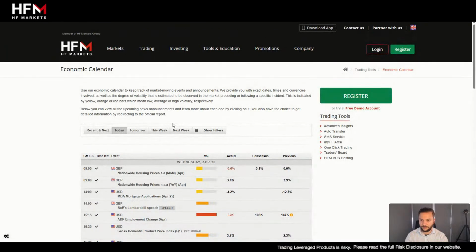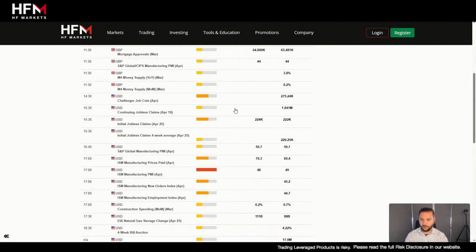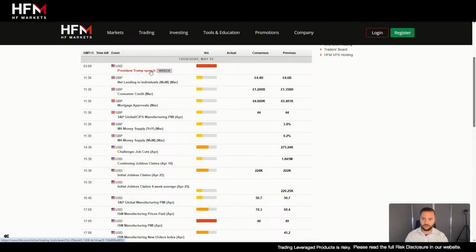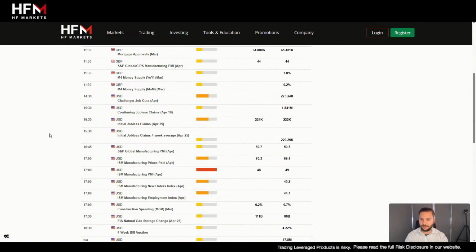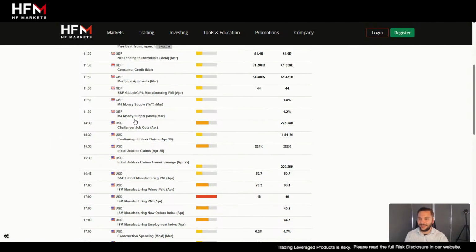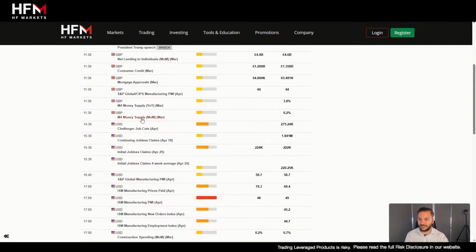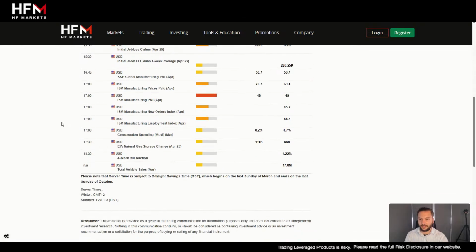There we go. I've added the UK. Let's go to tomorrow. We also have President Trump speaking overnight. That will definitely create some volatility like it normally does. Anyway, here we go. Look at the UK here, ladies and gentlemen. We've got a lot of announcements in regards to institutions, mortgages, quantitative easing.